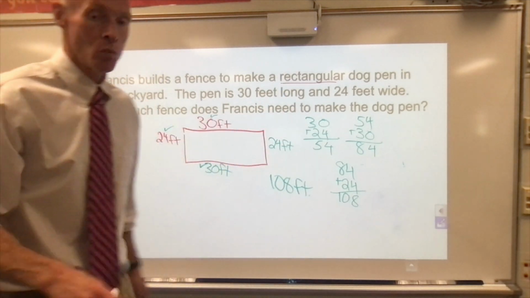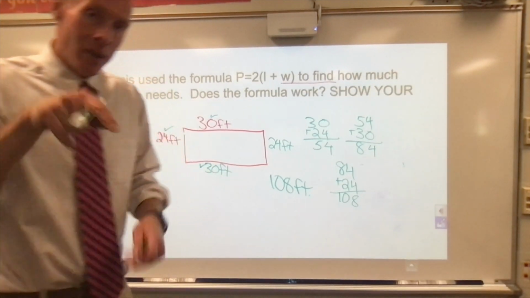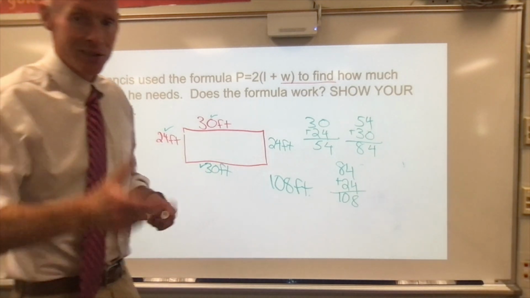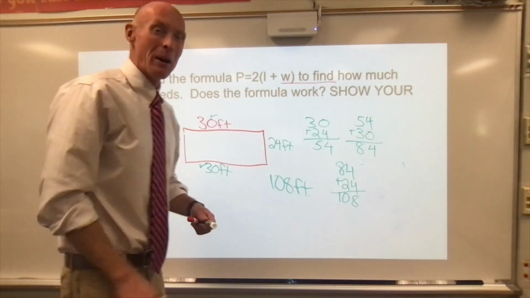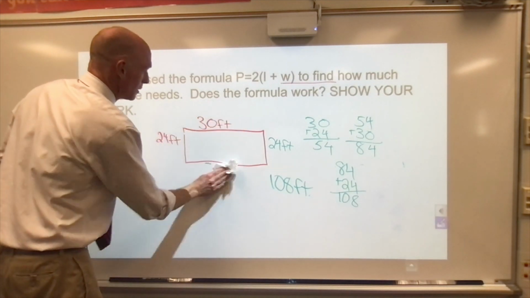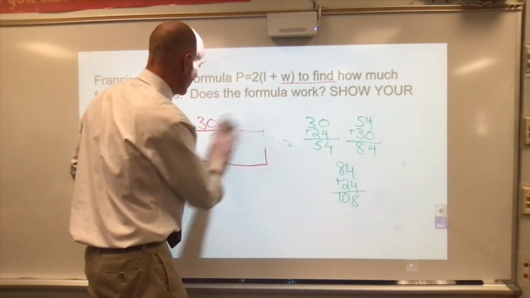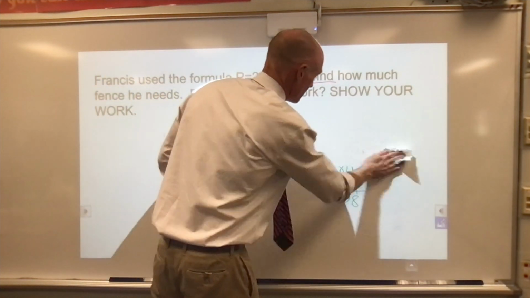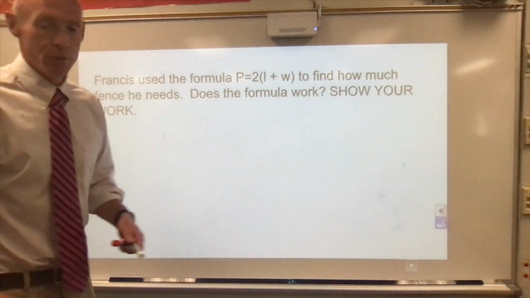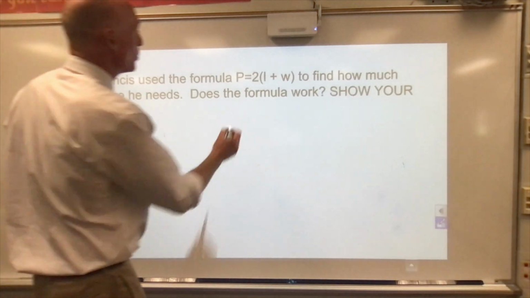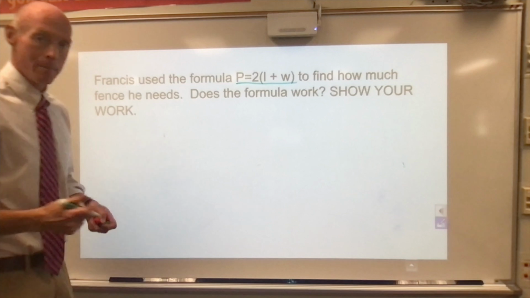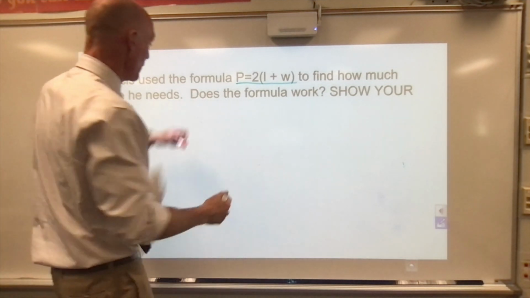Now, I want to show you this one a little bit using a formula. Old Francis dug into his math book and he found this formula. And it says, let me just erase this bad boy here. It says Francis used the formula P equals 2 times length plus width. Okay, P is going to equal the perimeter.